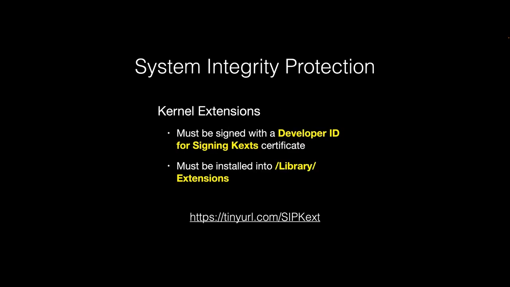Now, SIP also blocks installation of unsigned kernel extensions. Of course, kernel extensions are going away, but this is something that SIP also provides protection for. In order to install a kernel extension with SIP enabled, a kernel extension must be signed with the Developer ID for signing KEXT certificates and must be installed into /Library/Extensions. It also must be compiled for the operating system on which it's intended to run. For example, if you need a kernel extension to run on Apple Silicon, it needs to be a kernel extension that's compiled to run for Apple Silicon. More information on this is also available in Apple's developer documentation for SIP. And for those interested, the kernel extension documentation is available via the link shown on the screen.